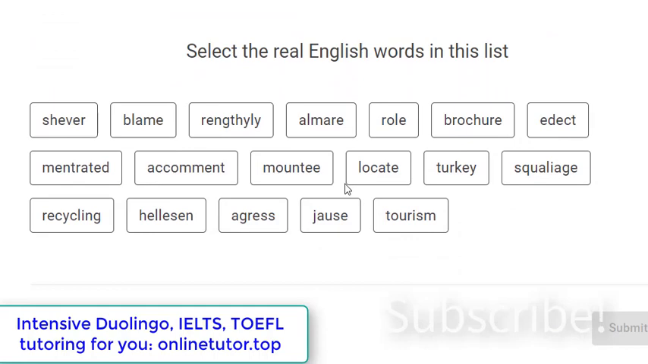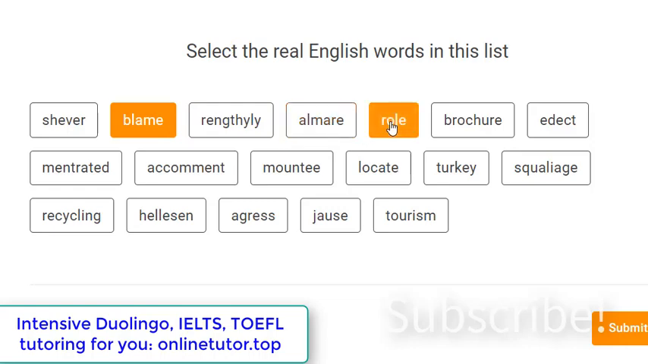Again, medium level. Okay. Shaver. I don't know this. Blame. Yeah, when you blame something means you accuse him or her of doing something bad. Rang, blah, blah, blah, no. Elmer, no. Role, of course. Like role, your role in the game. Yes, not the function, but perceived part of some action.